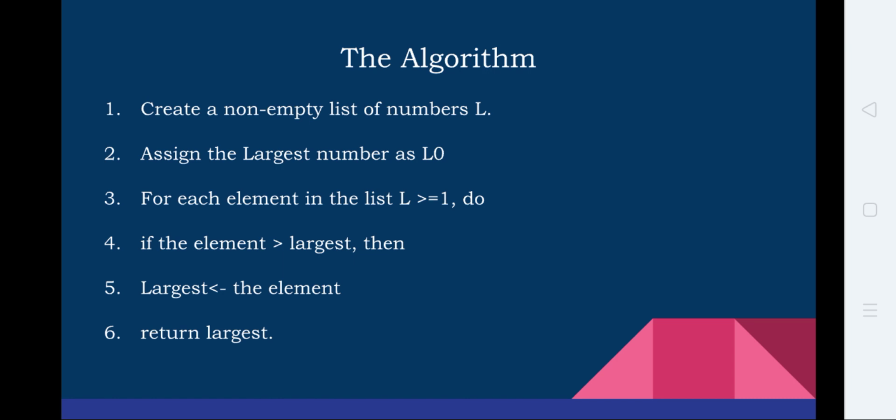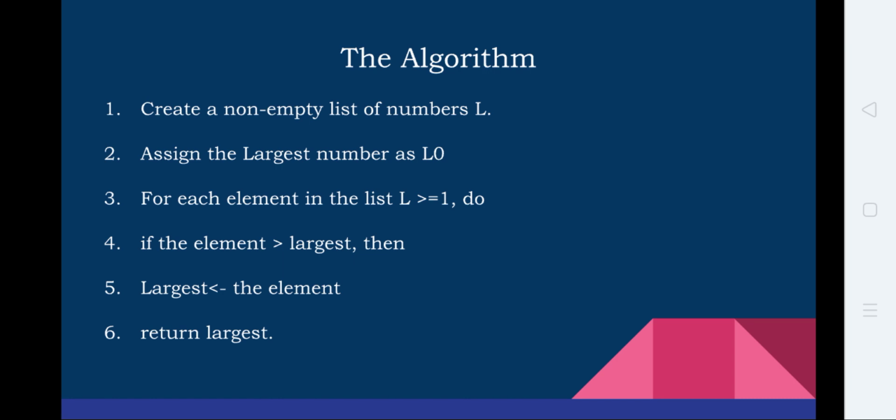So what has to be done? Check all the elements of the list against the number we have chosen as the largest number. If the element is greater than largest, then largest becomes that element. So we swap the largest with the element we are considering. Likewise, if you go through all the elements of the array, we will be able to find the largest element of the array. This is a simple logic.